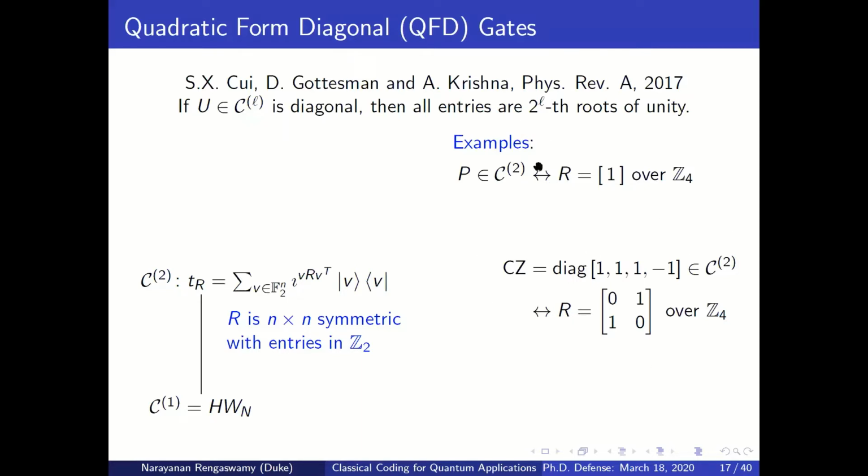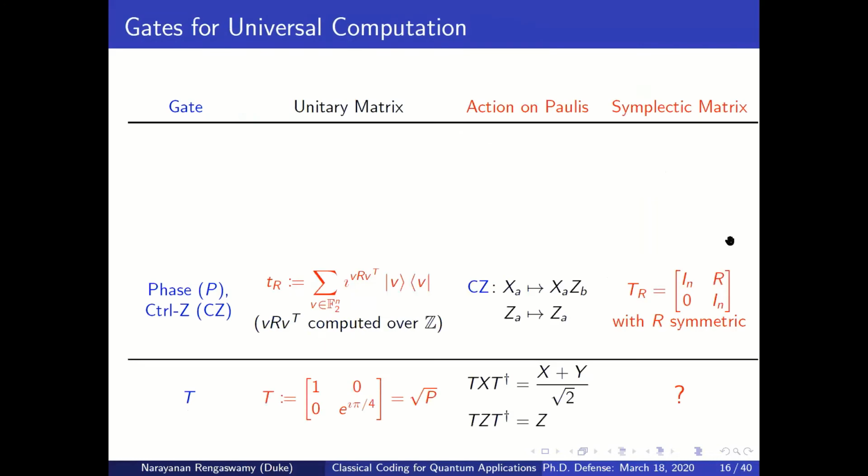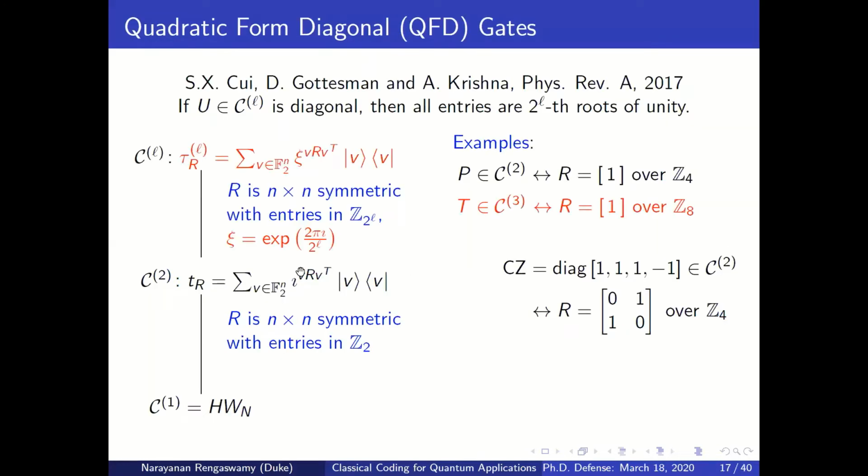Now, these are our standard Clifford examples. Let's try to extend to non-Cliffords. At any level L, we look at gates that are diagonal, but now I replace this 4th root of unity by a 2 to the Lth root of unity. That's this Z. But I retain the quadratic form in the exponent. The only change is that now R has integer entries modulo 2 to the L, instead of having binary entries like in the Clifford case.